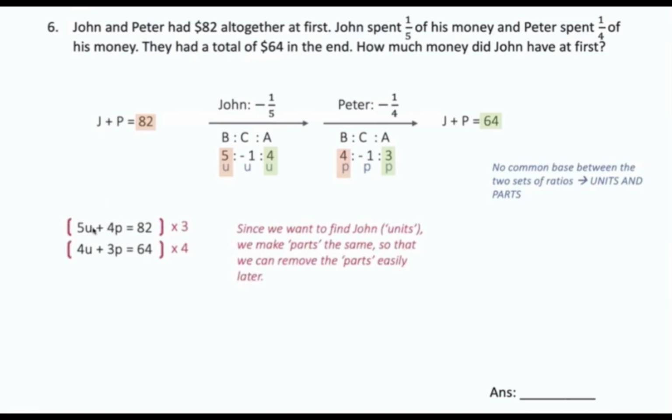To make the first statement's parts 12, you need to multiply by 3, and multiply by 3 across. For the second statement, to make 3 parts 12, you need to multiply by 4, and multiply by 4 across. So the first statement multiplied by 3 is 5 times 3, 4 times 3, 82 times 3, and you'll get this. The second statement, you multiply by 4: 4 times 4, 3 times 4, 64 times 4, and you'll get this.